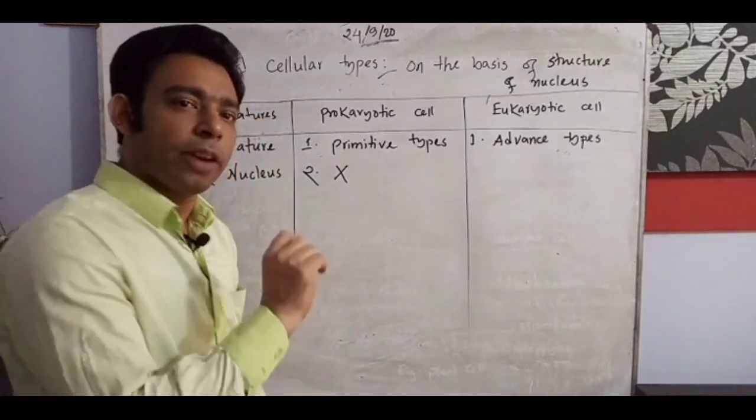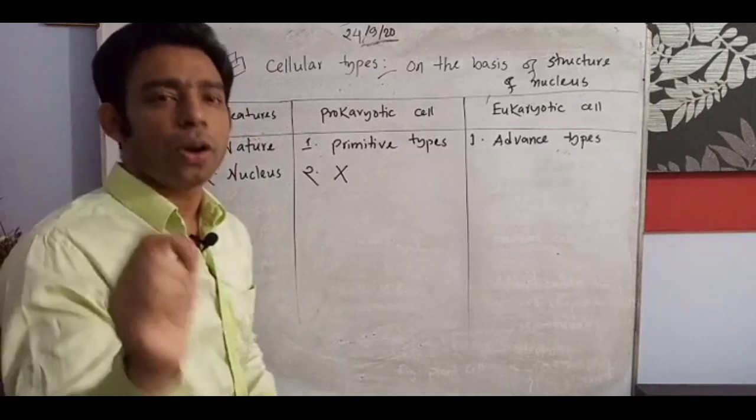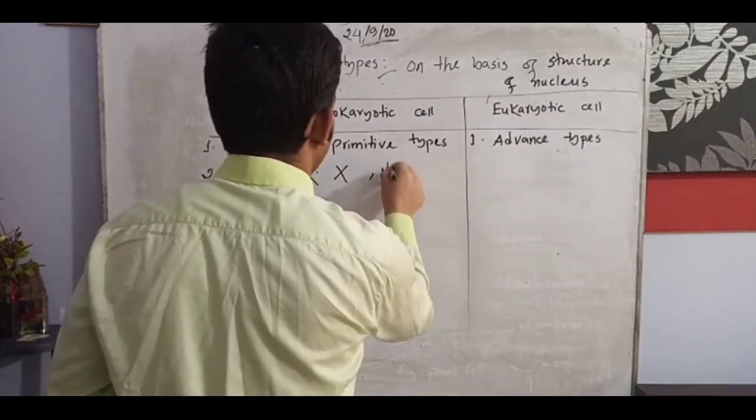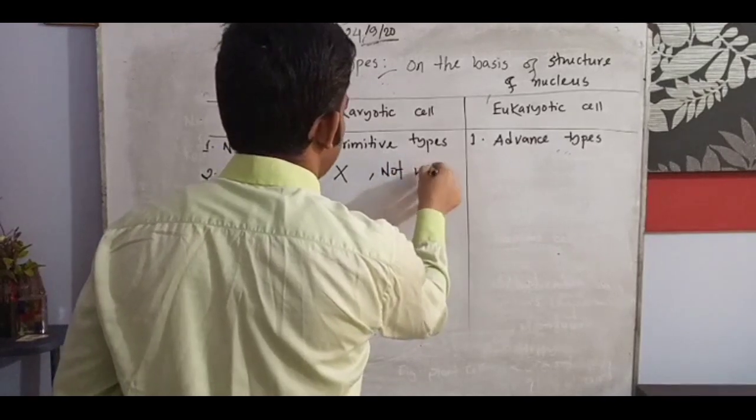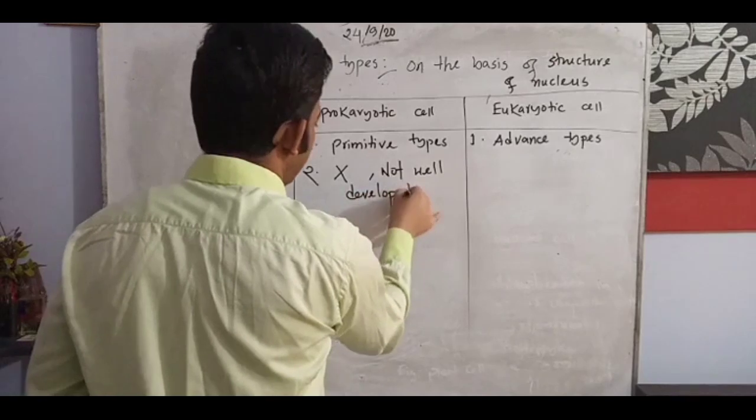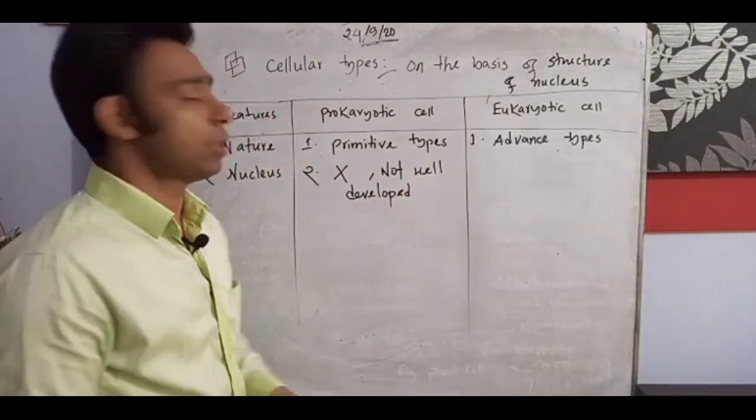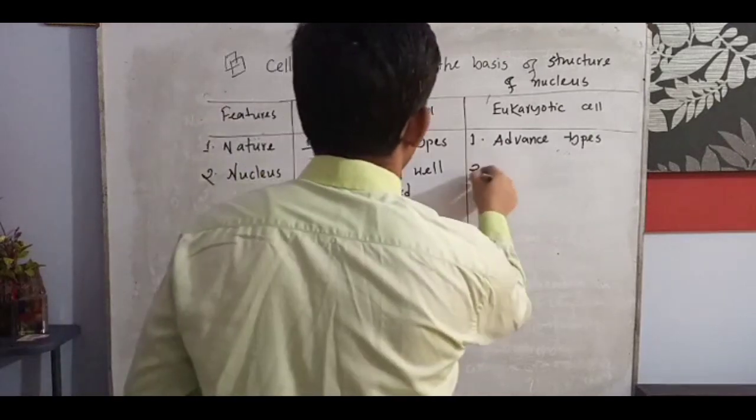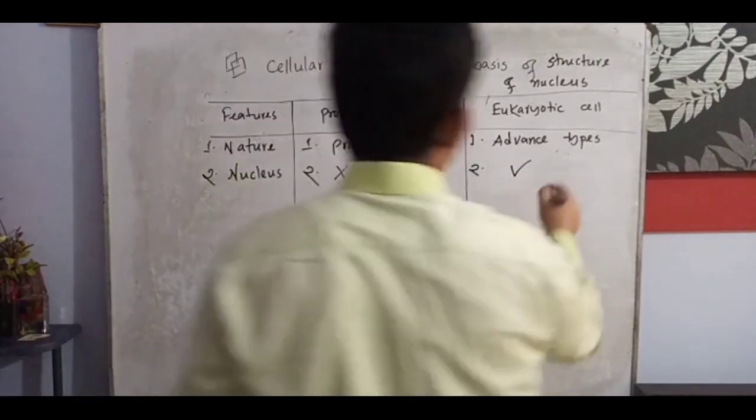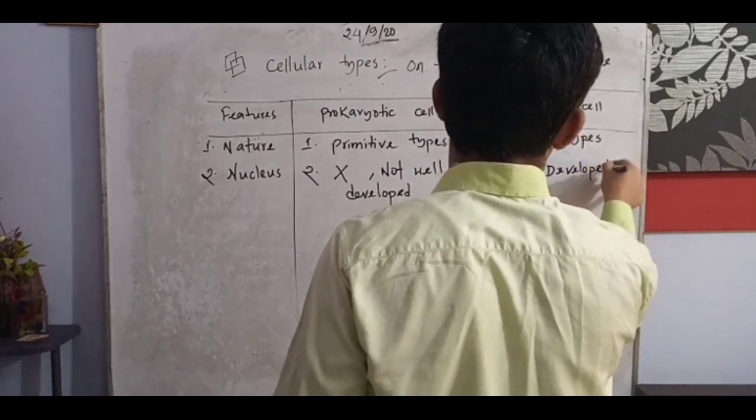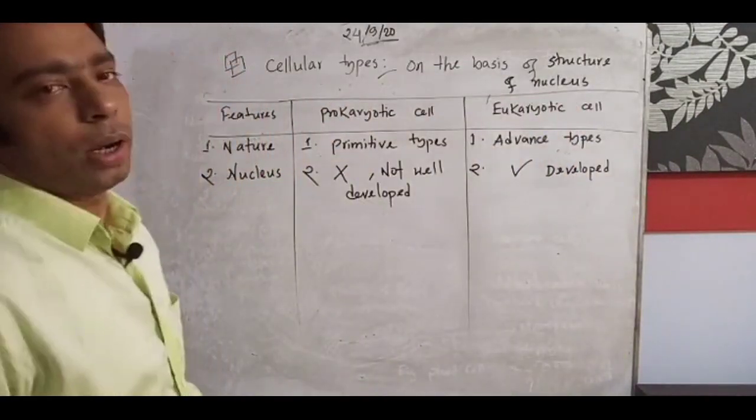You will write the full form: not present, or if it is present, not well developed. In the maximum case it is not present, but if it is present, it is not well developed or distinct. You can write that. And in the second one, of course, it is developed and present.